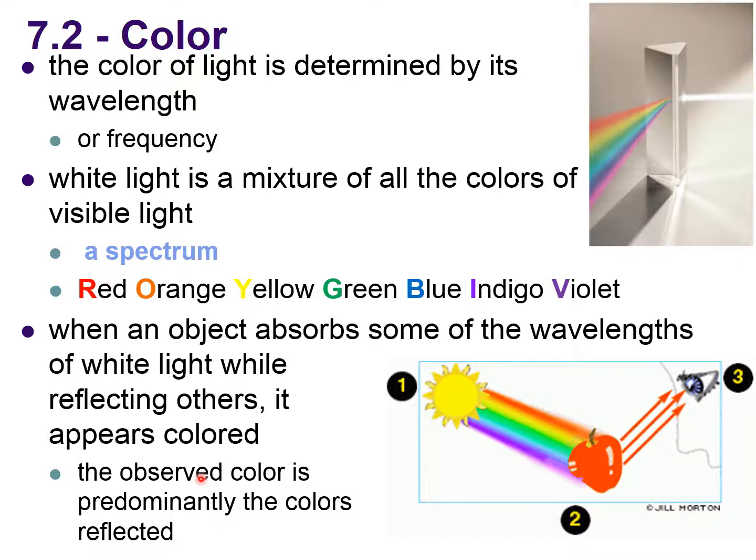But the idea here is that there's two things. First is a white light is a mixture of all of the colors of the rainbow. And then the second thing is that an object will absorb all of the wavelengths except for the one that we see. So the observed color, in this case the apple is red, is reflecting the red wavelengths but absorbing all of the others.